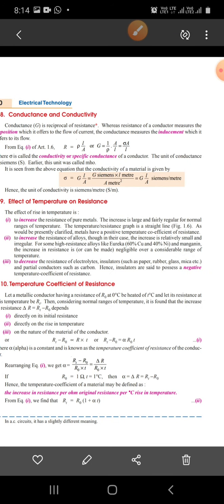Eureka is a compound which contains 60% copper and 40% nickel. And suppose I am talking about manganese. The increase in resistance is negligible over a considerable range of temperature for these kinds of metal alloys.